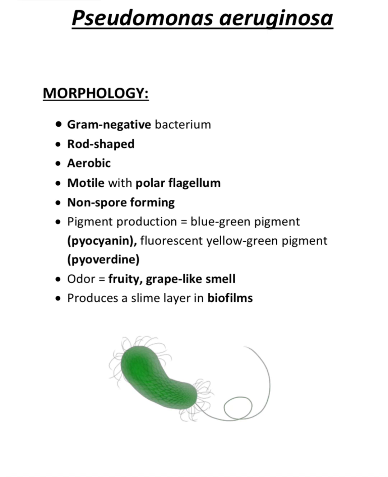Now what is making it unique? It produces a blue-green pigment called pyocyanin and a fluorescent yellow-green pigment called pyoverdin. It has a fruity grape-like smell and also produces a slime layer in biofilms.